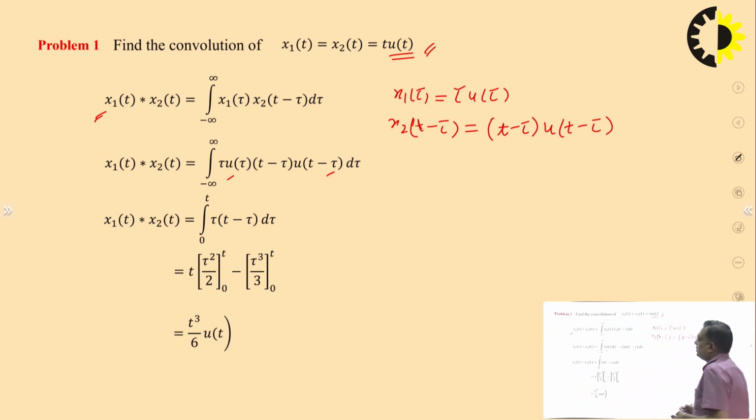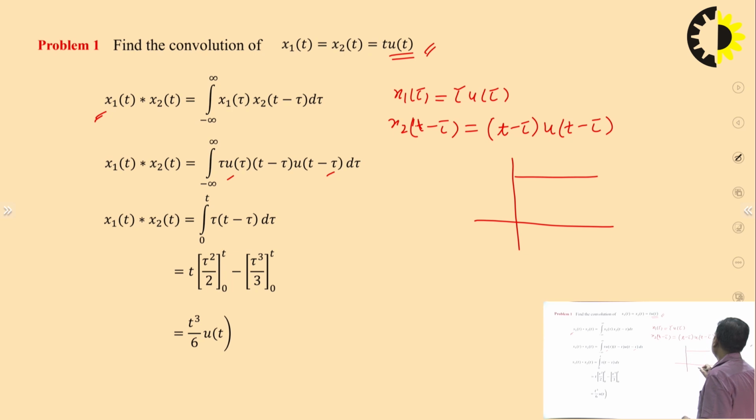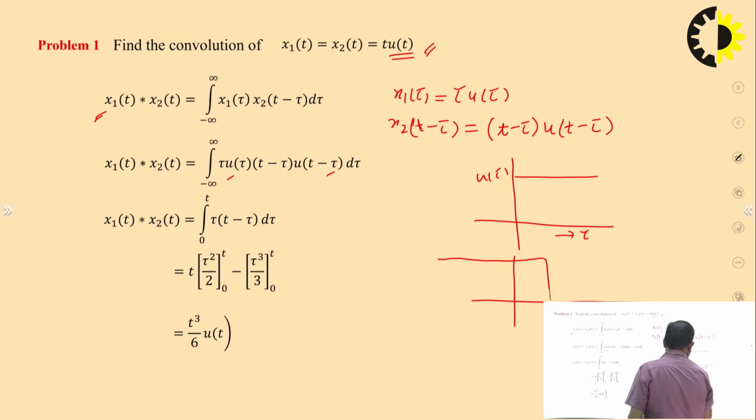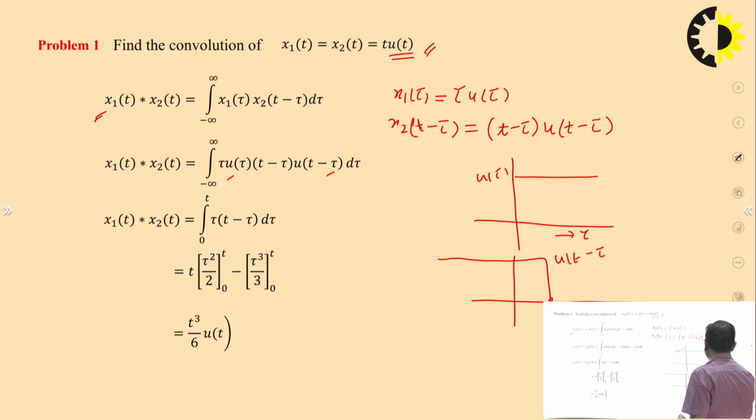Now we are having u(tau) and u(t minus tau). Let's see what is the meaning of u(tau). u(tau) is some signal which is somewhat like this. Here it is tau, this is u(tau). And u(t minus tau) is a signal that looks somewhat like this. This value is t. So this is u(t minus tau) and this is tau.